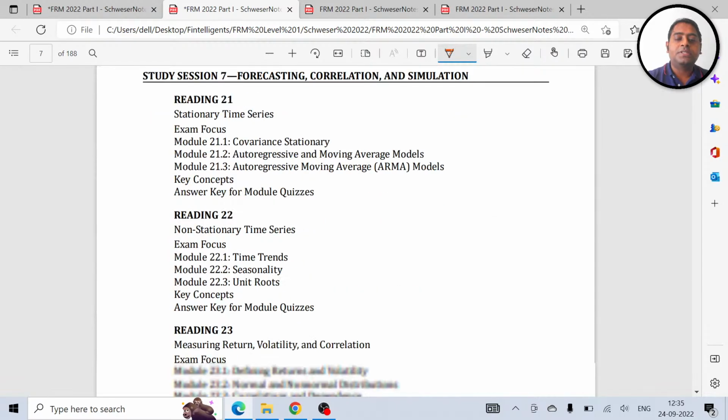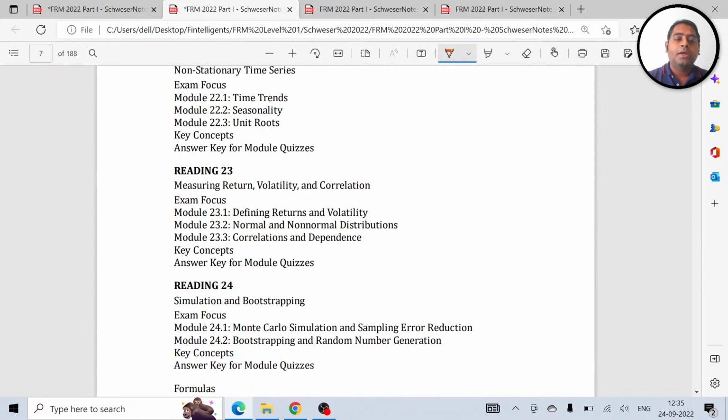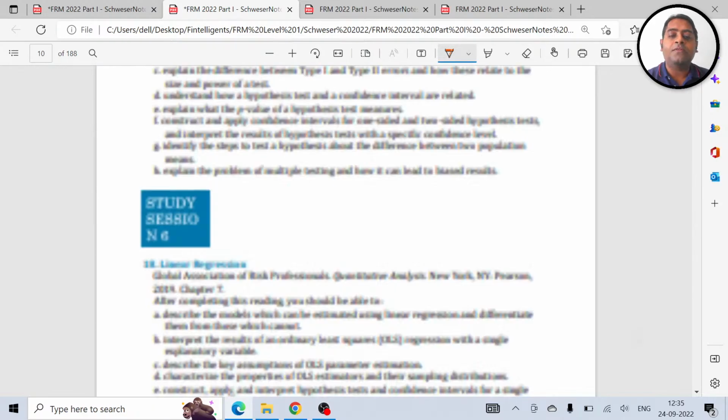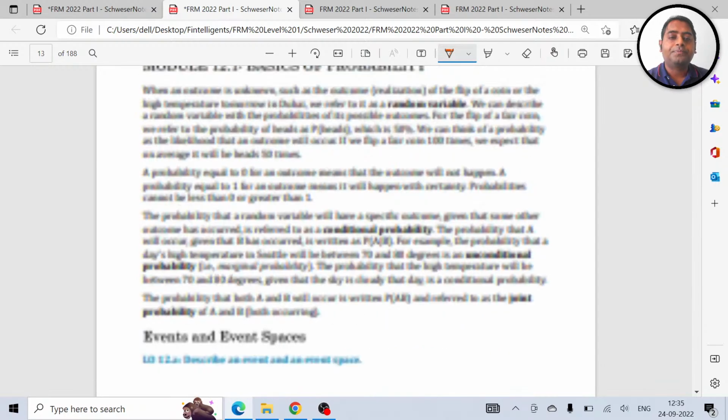Further, stationary, non-stationary, I'll highlight which sections might be important. Simulation and bootstrapping overall is important. Let us move toward the first chapter, which is the fundamentals of probability section. Directly going to that chapter now.